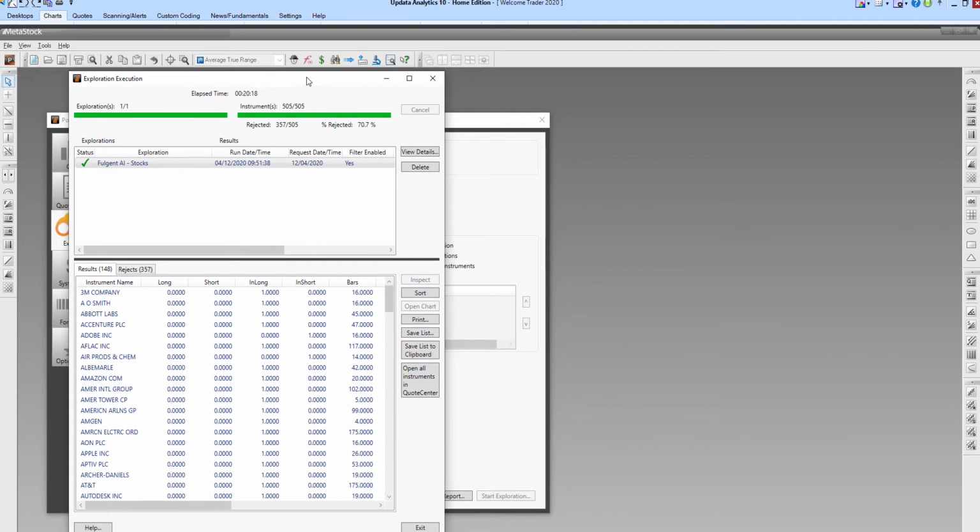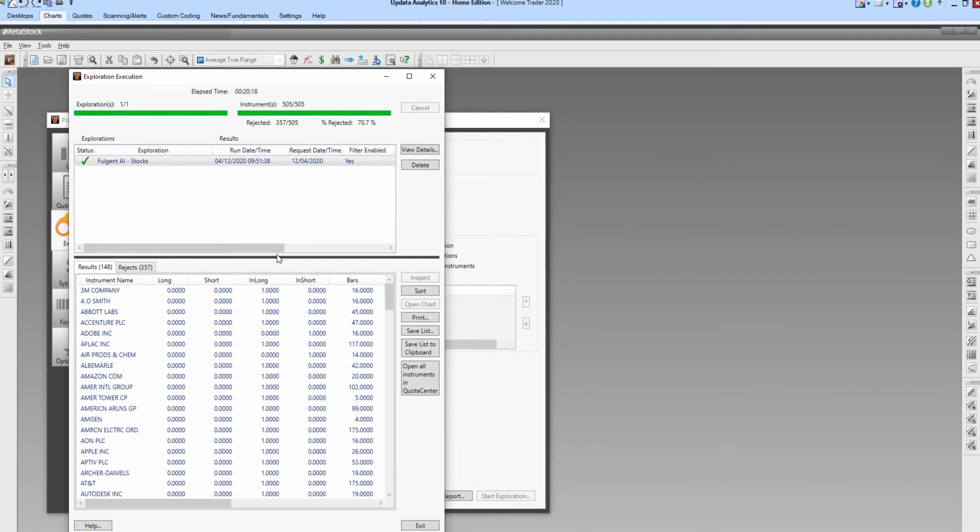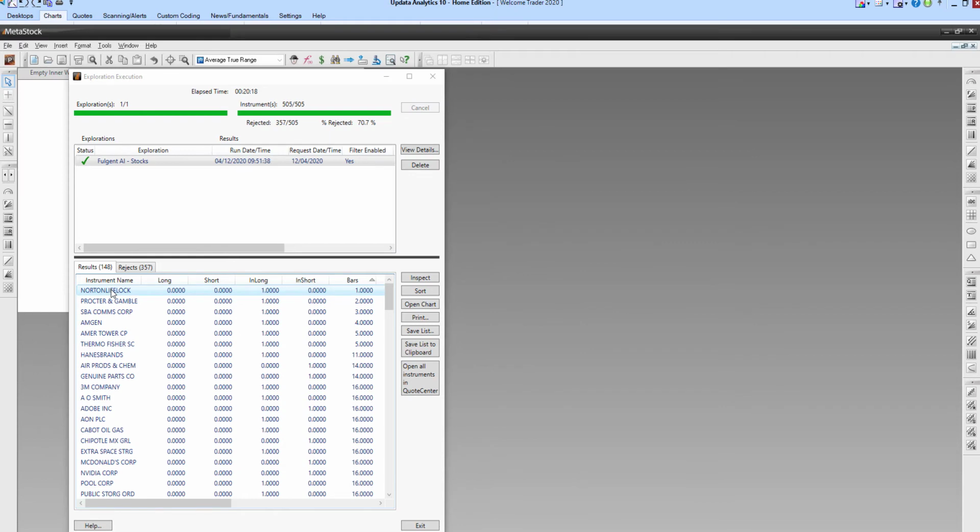It takes about 20 minutes to run. I've already done the screen this morning. If we look at the first column, we're looking for one figure in here, and that will indicate a trade executed yesterday type thing. In the long column, it shows where the AI is already in a long position. We also have the number of bars since the signal was fired, so if we sort those from most recent, Norton LifeLock, let's see what that is.